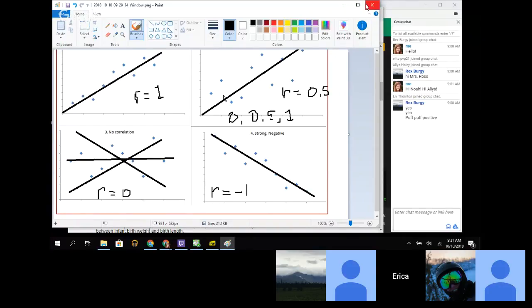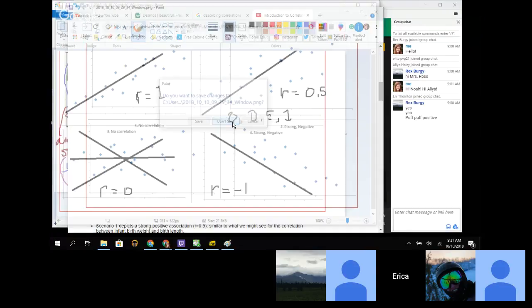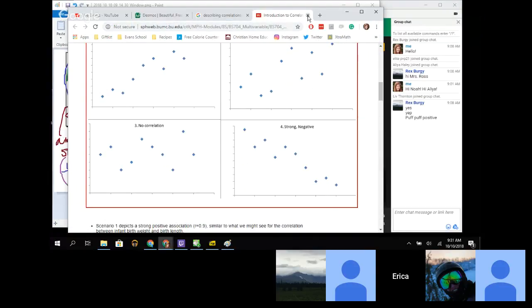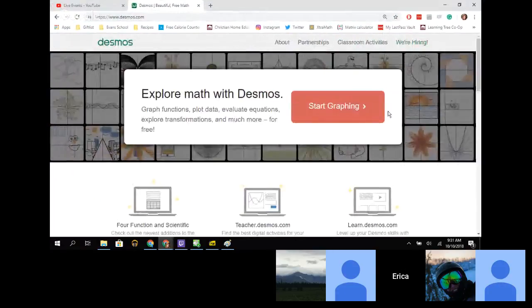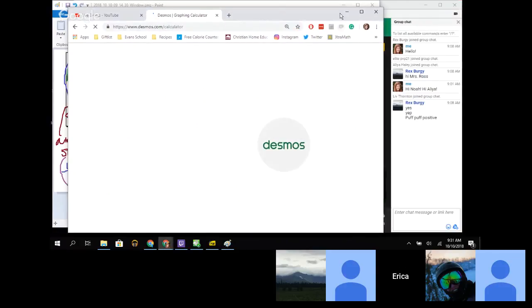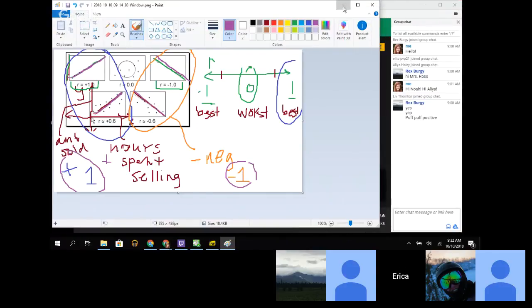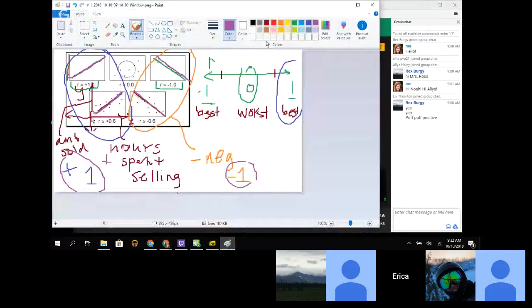So then if you go to a tool like Desmos, you can actually calculate those R values. So let's do a quick activity. I'm trying to think, how many of us are on the call? There's 5 of us. There's enough of us to make some data here.